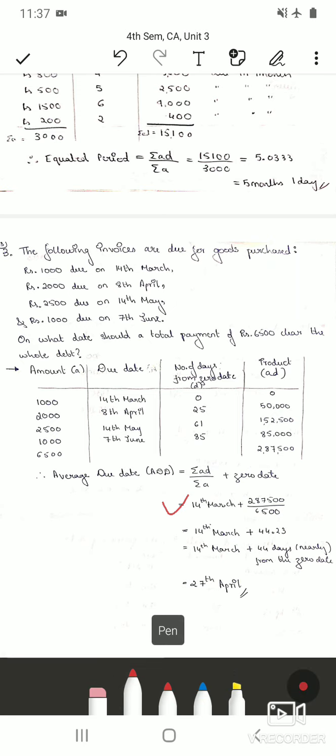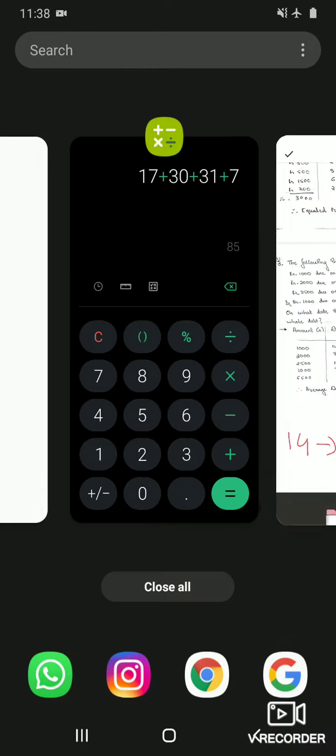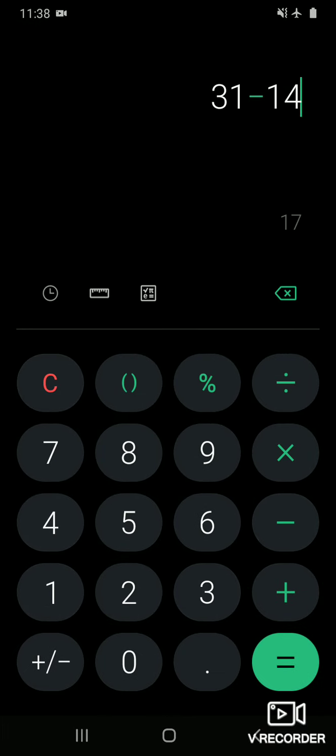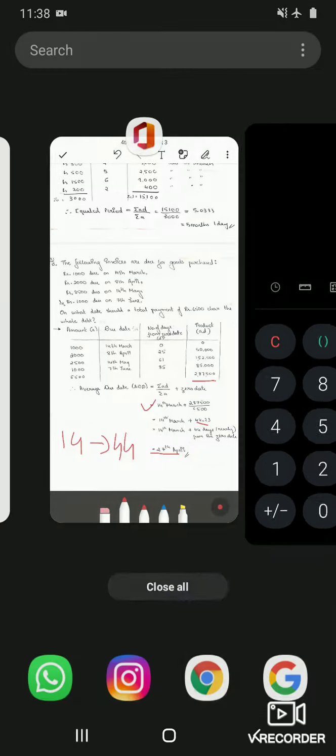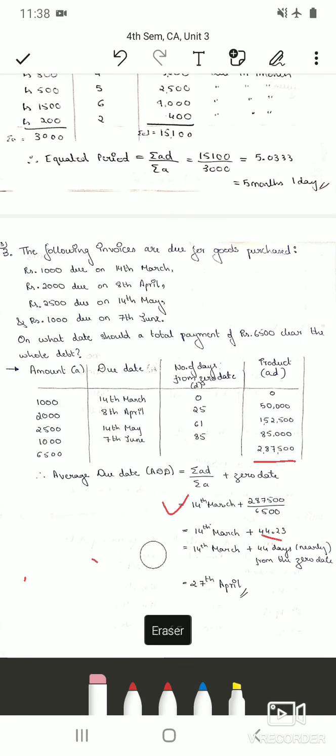Now 0 date is 14th March, plus summation AD is 2,87,500 divided by 6,500, which is 44.23. We are approximating it as 44 days. So from 14th March, after 44 days will be your average due date. What you have to do is, from 14th March calculate 44 days, so it will be 27th April. Why? In March we had seen 17 days, so 44 minus 17 is 27. So on 27th April your bill will be due.